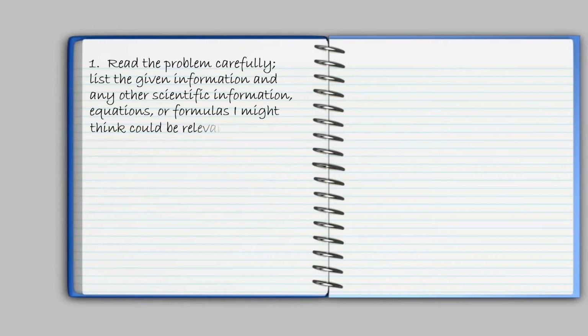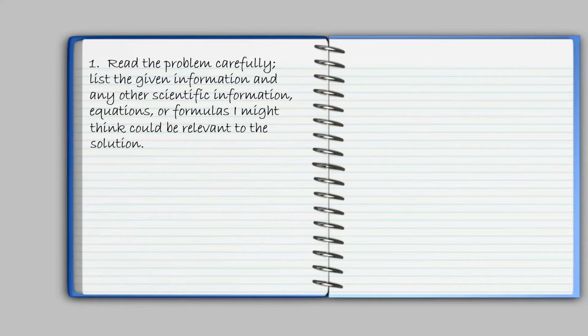Let's begin building a robust problem-solving process. First, I read the problem carefully and write down the given information in the problem statement. I will also write down any scientific information, equations, or formulae that I remember or find in my notes and textbook that might be relevant to the solution of the problem. I often do this on some scratch paper.